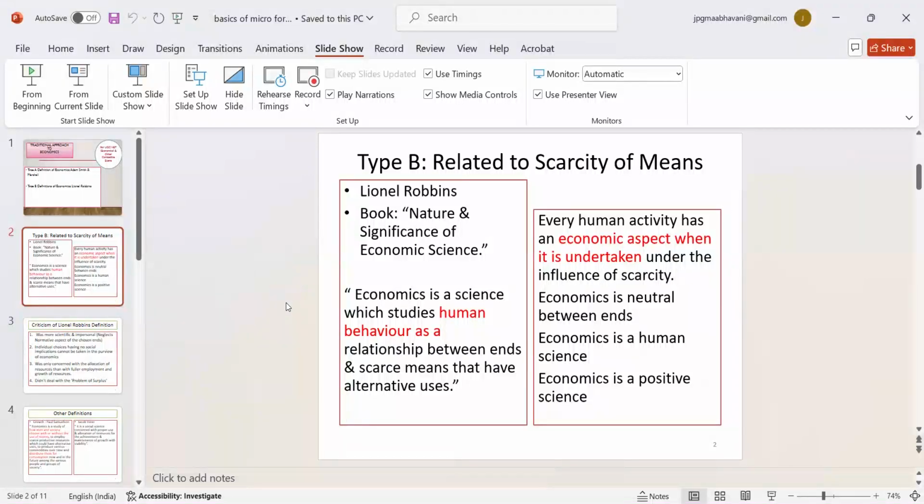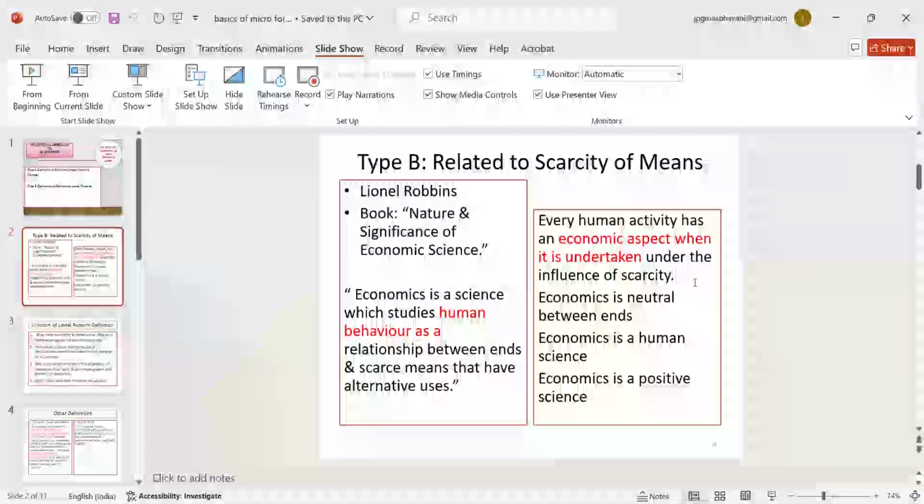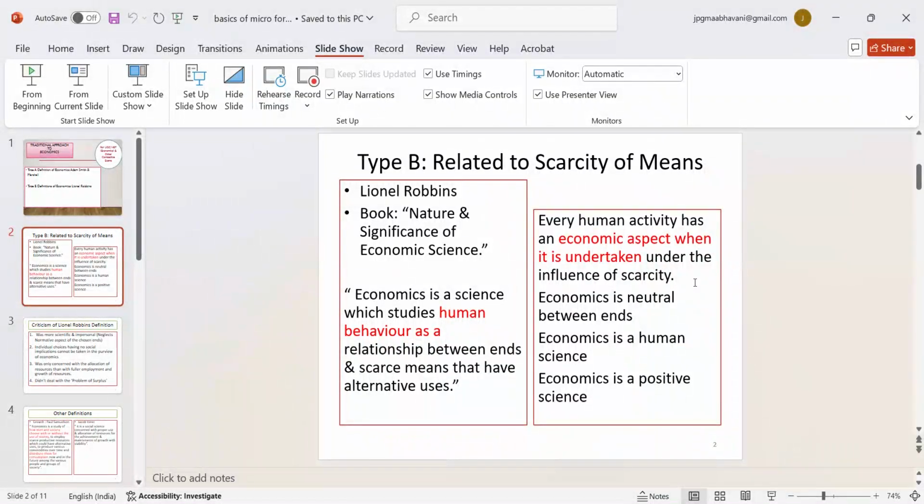If you have a look at his definition, which he laid down in 1932 in his book Nature and Significance of Economic Science, he talks about the economic aspect of human behavior. That economic aspect arises just because of the scarcity of resources. The other point he brought before us is that economics is neutral between ends. He always said that economics has nothing to do with whether something is good or bad. Whether a final want that we have is noble or ignoble, economics has nothing to do with it.